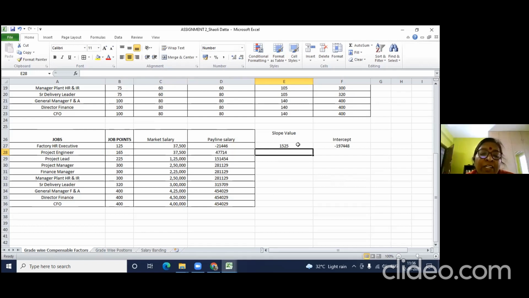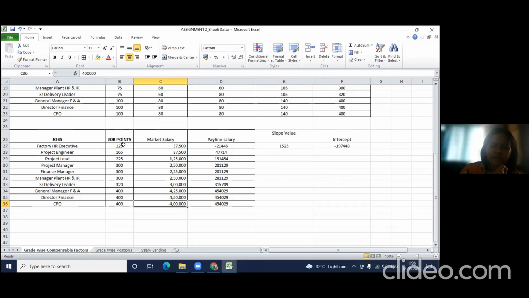Now, if you reduce it a little more further, what does this minus show? That means the salary for factory HR executive 125. Why is it showing that? Because the distance between 125 and 400 or 300 is not in correspondence with the salaries which are reflected. Are you getting me now? What am I trying to say? So if I increase the job points of factory HR executive, then it will come in.